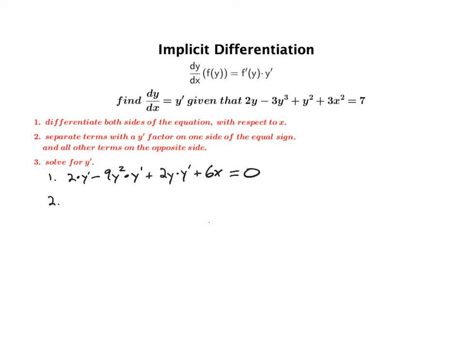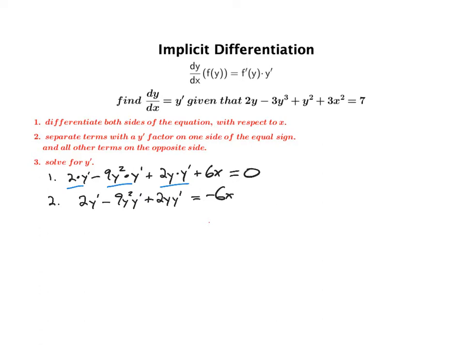Now for step 2, we're going to separate the terms with a y factor on one side of the equal sign and all the other terms on the opposite side. So if you look at step 1, you can see that the terms with a y factor, or y prime factor, are the first 3 terms. And this last term, 6x, doesn't have one. So I'll separate my terms like this.